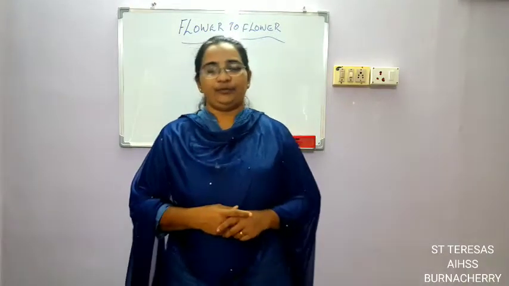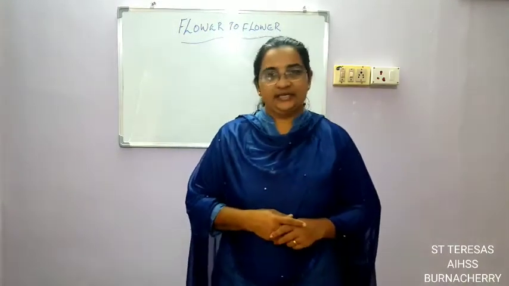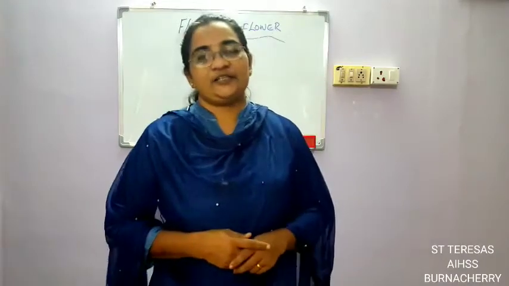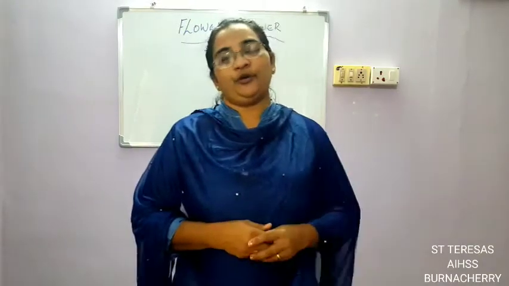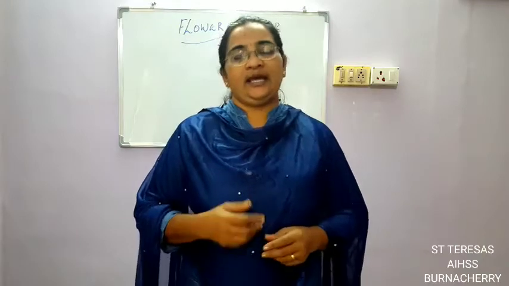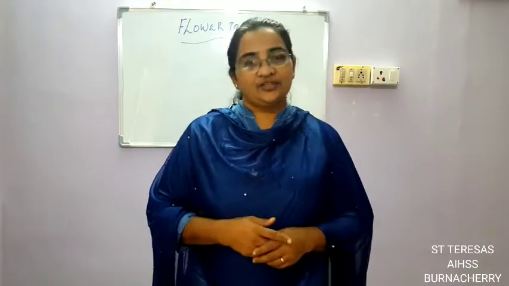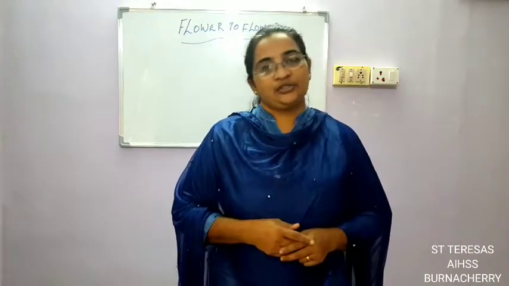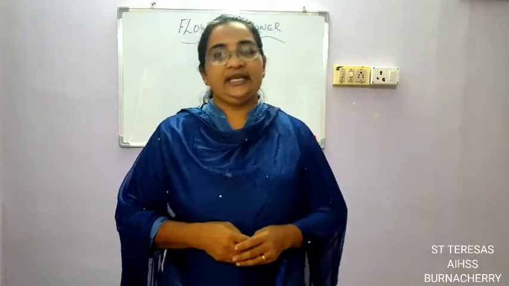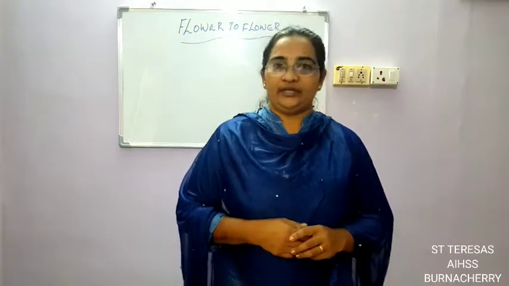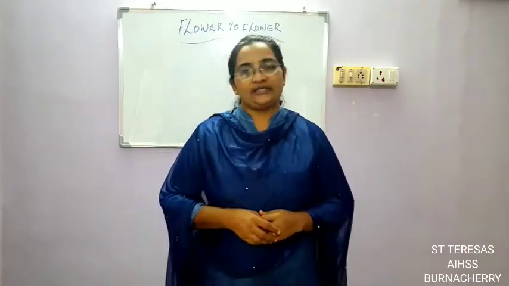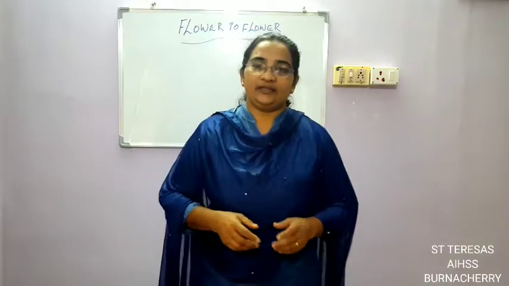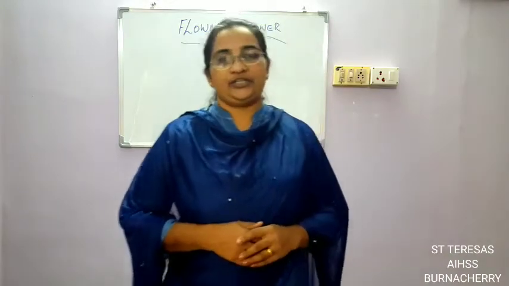Going to learn more about pollination. In yesterday's class, the teacher explained to you more about the pollinating agents and about artificial pollination, isn't it? Now, natural pollination happens in plants. In natural pollination, there are two types of pollination which you have to learn. One is self-pollination and the other one is cross-pollination.